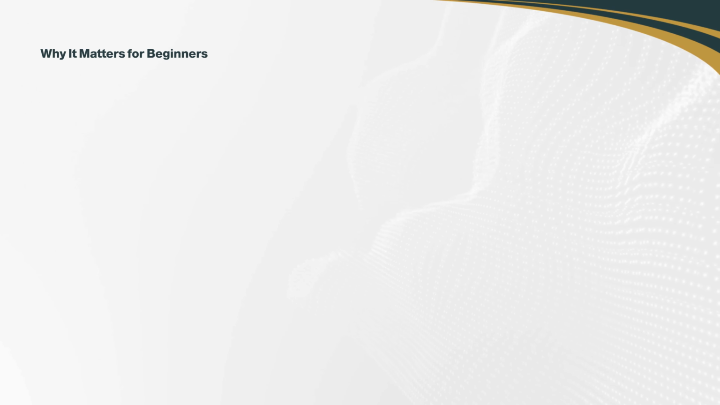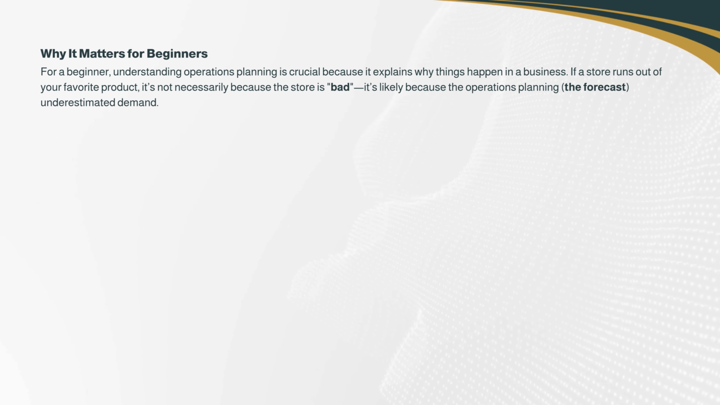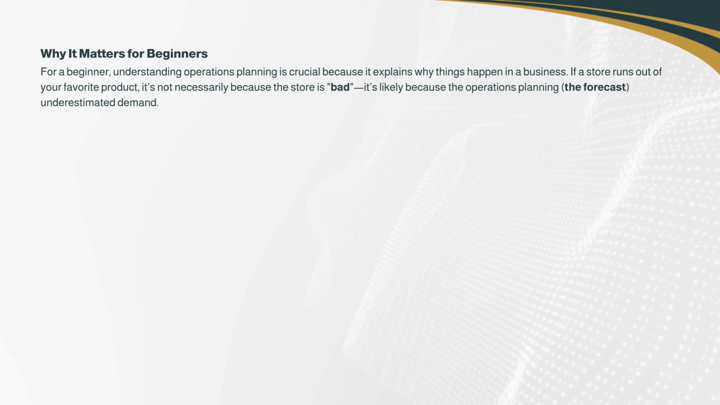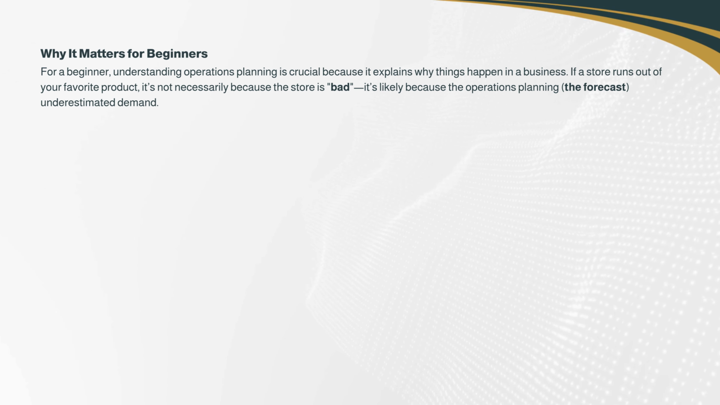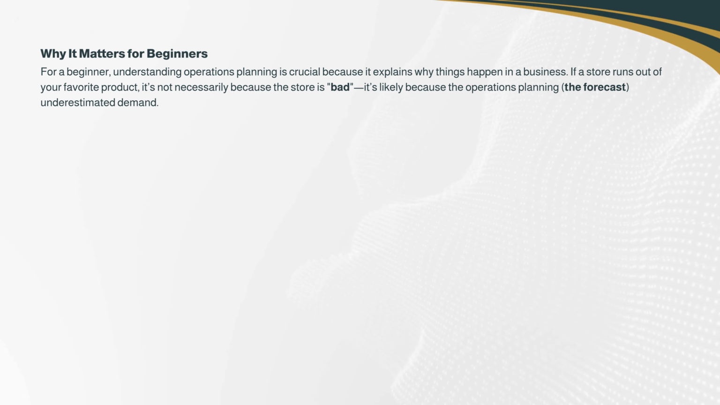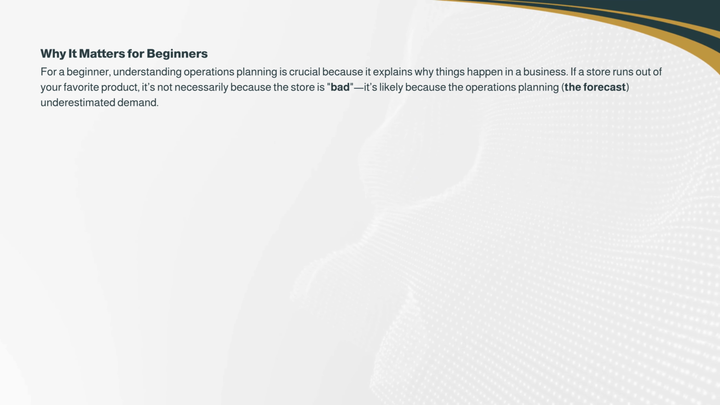Why it matters for beginners. For a beginner, understanding operations planning is crucial because it explains why things happen in a business. If a store runs out of your favorite product, it's not necessarily because the store is bad, it's likely because the operations planning, the forecast, underestimated demand.